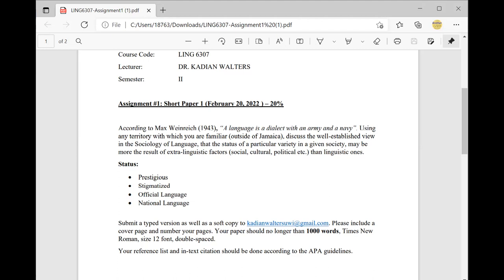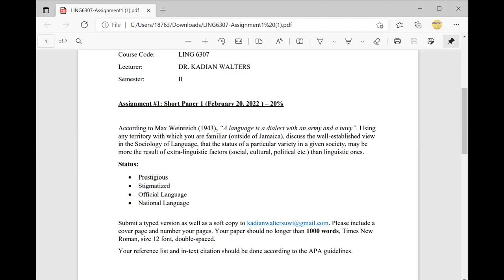if there is no political backing, if there is no political will for the language to be used in public formal domains, then this dialect or this variety will remain a variety of a language. They will just consider it to be a dialect. So really what the statement is saying is that there is no real difference between a language and a dialect, accepting that what we call a language has social, cultural, political backing or support.